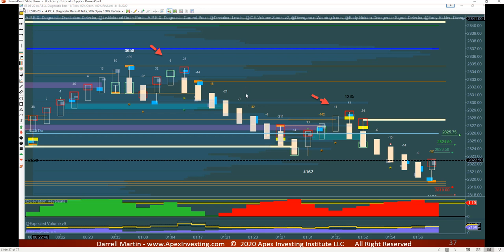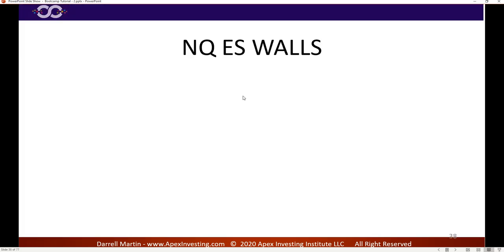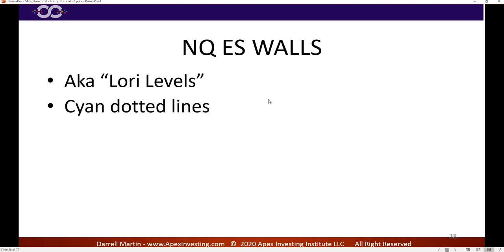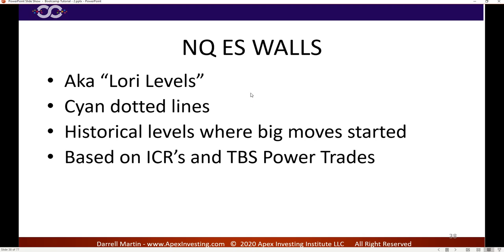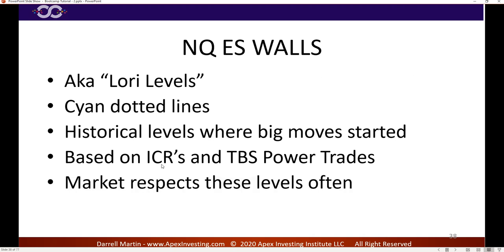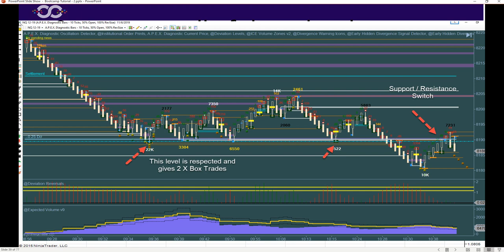All right. So NQ walls or ES walls, sometimes we call them lorry walls. They're noted with a cyan dotted line. These are historical levels where the market has made big moves. Okay. They're based on some ICR and TBS power trades from the past. There's some videos on that, but basically the market respects these levels very often.